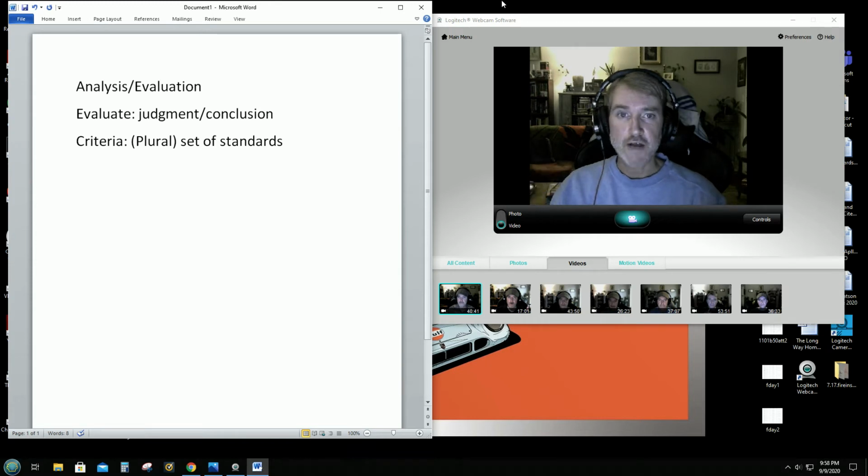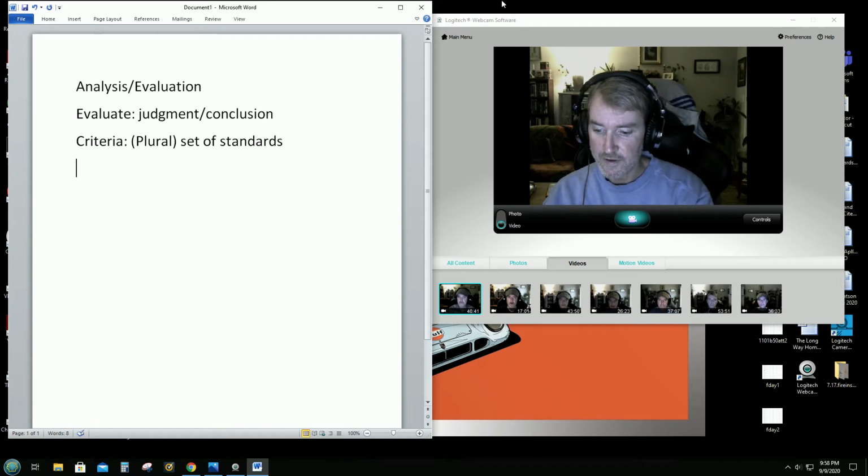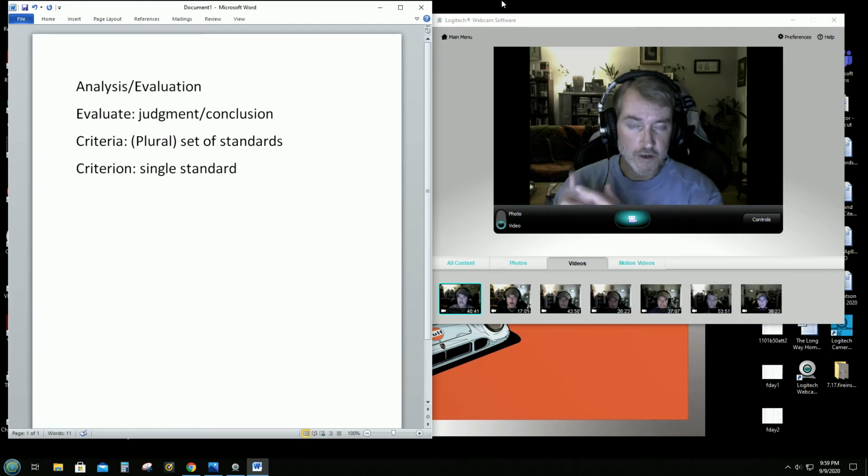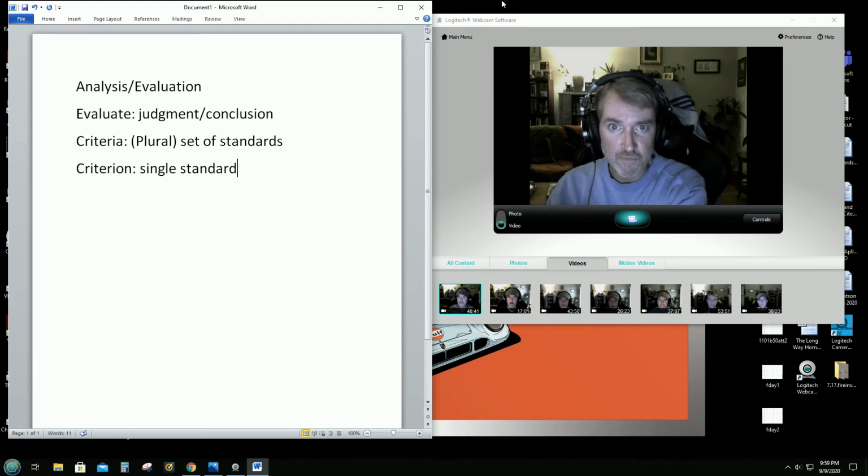We do that through analyzing. We apply the criteria to where it fits, and then we analyze how well it performs or how well it fits within that particular standard. Now, the singular is criterion. That is a single standard or point of reference that we are using with which to judge something.